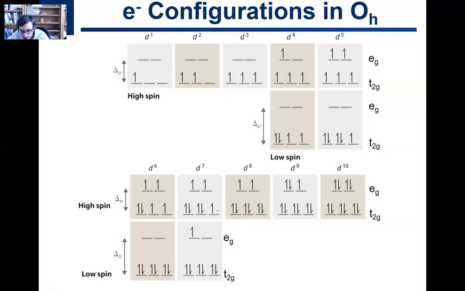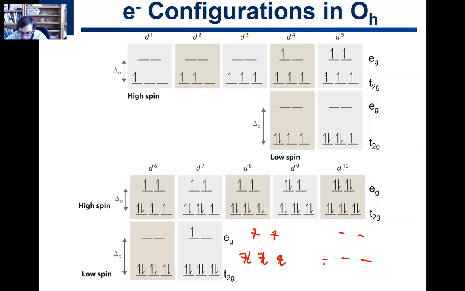And so let's say we want to do D8 here. So I'm going to do 2 examples. So I'm going to do 1. Let's try to make it high spin. So I go D1, D2, D3. High spin would be D4, D5. Now where am I going to put 6, 7, 8? I'm not going to want to put them in the EG. That wouldn't make any sense because that's the excited state. So I'm going to put them in the T2G. So I'm going to get that.